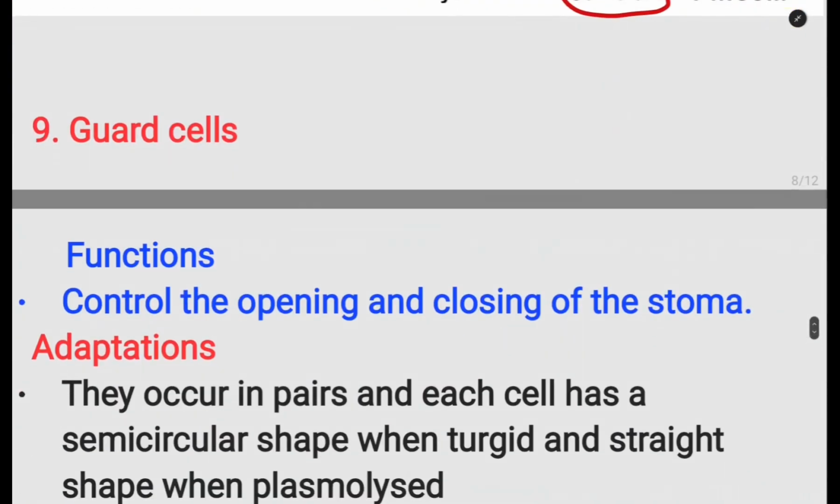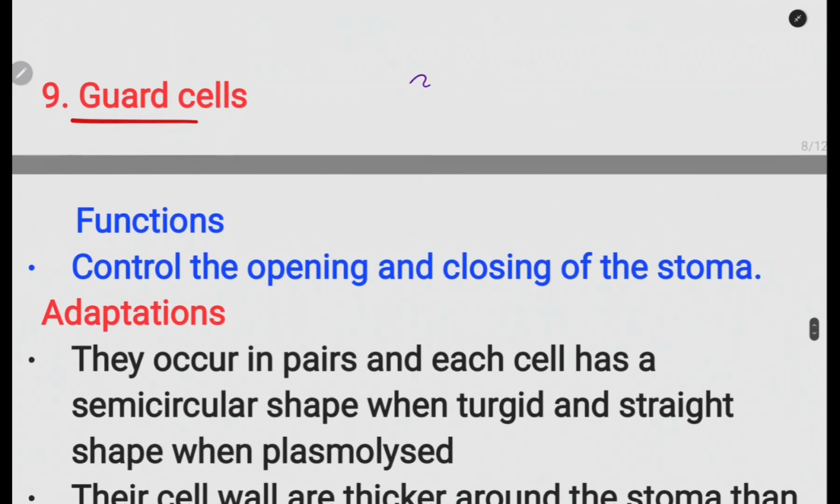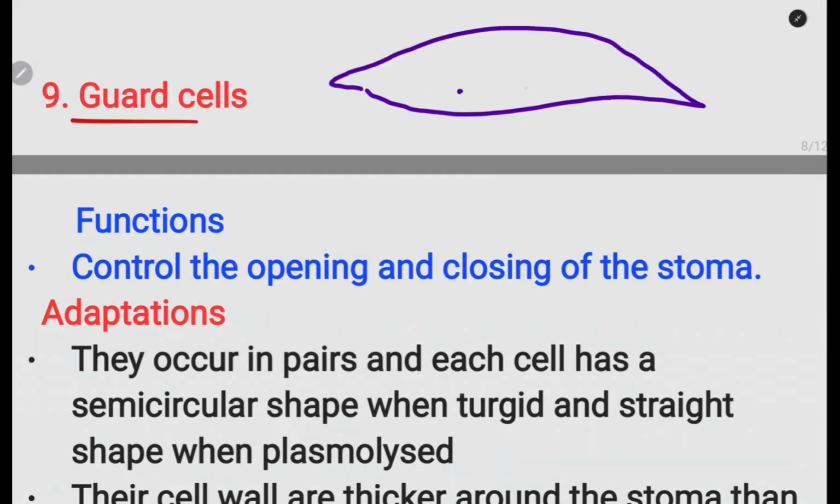Okay, let us look at the guard cells. As the name suggests, they guard something. Now, what are the functions, or where are they found? Guard cells are found at the bottom part of the leaf. If you have the leaf on top, most of the leaves on top are shiny. Then at the back here, they are rough. That is where you find the high concentration of the guard cells. And these are just openings now.